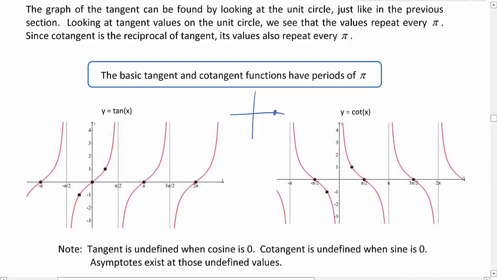I just take a look at what's happening over here at 0 on the unit circle. This is our point (1, 0). Tangent is y over x, so 0 over 1 gives us 0. That's a defined value. But for cotangent, that's x over y, 1 over 0, and that's an undefined value. So this tells me that tangent is not going to have an asymptote at 0 because it's defined. It's 0 at 0, but cotangent will have an asymptote at 0 because it's undefined at 0.